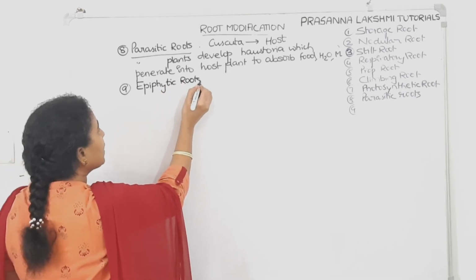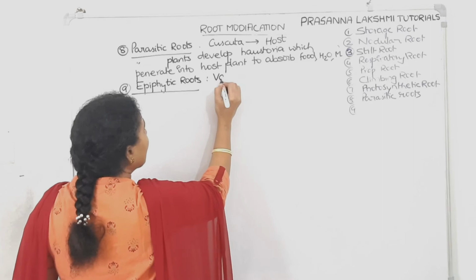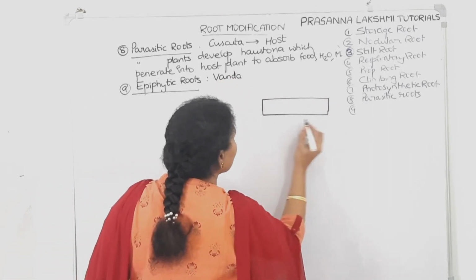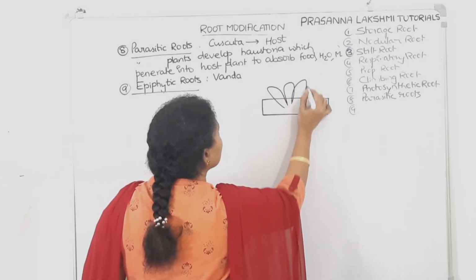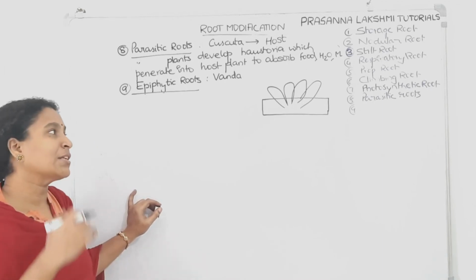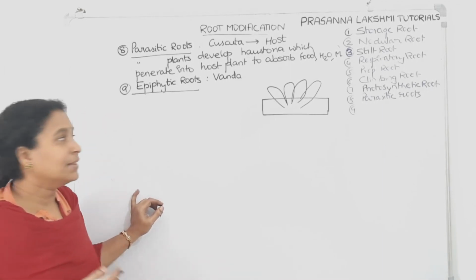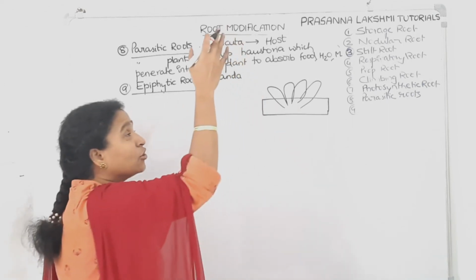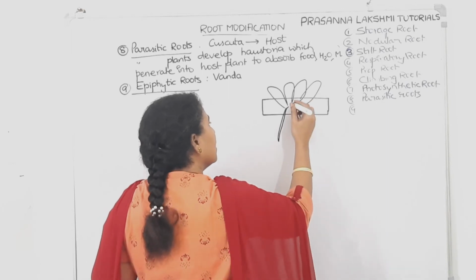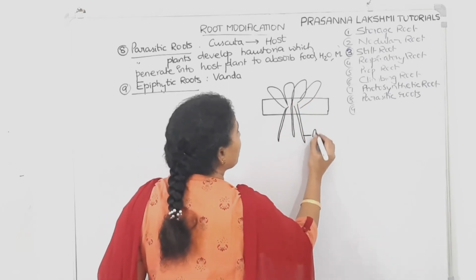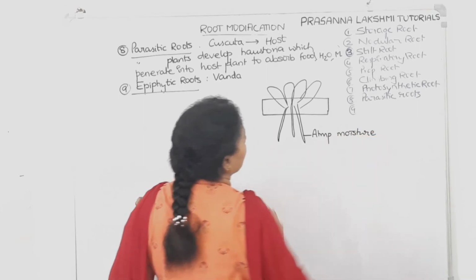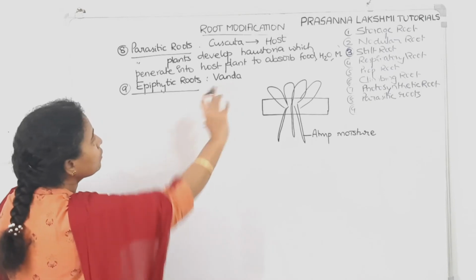Epiphytic roots are found with epiphytic plants. An epiphytic plant example is vanda. We have discussed that vanda grows on the trunk of the mango tree. So, this is a vanda plant. The vanda plant needs sunlight, so it goes and sits on top of the mango tree, and its roots cannot go deep into the soil. It has velamen roots. These velamen roots absorb atmospheric moisture. So they are called epiphytic roots found in Vanda.